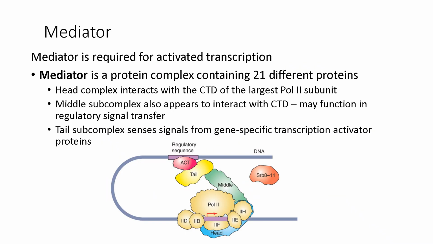The mediator complex is essential for activated transcription. It's a multi-subunit assembly with three core domains. The head contacts the C-terminal domain, CTD, of RNA Pol II, the middle bridges communication, and the tail receives signals from gene-specific activators. Mediator acts as a molecular bridge, conveying regulatory signals to the transcription machinery and enabling context-specific gene expression.